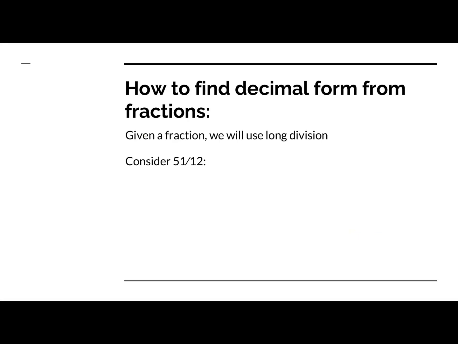So how do we get to a decimal form from fractions? We're going to use long division. If we want to look at the fraction 51/12, we are going to divide 51 by 12. For starters, we have to find out how many times 12 goes into 51. 12 goes into 51 4 times. We will get 48. Now this has a remainder of 3.